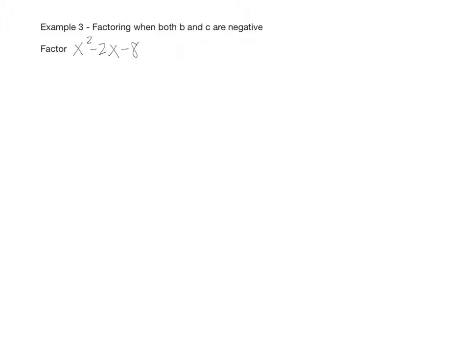Now, when we're factoring our problem, we have both b and c values as negative. So we have a negative 2 as our second term and a negative 8 as our third term. We can still go ahead and complete our problem using the railroad tracks organizer to help figure out what our two factors are.